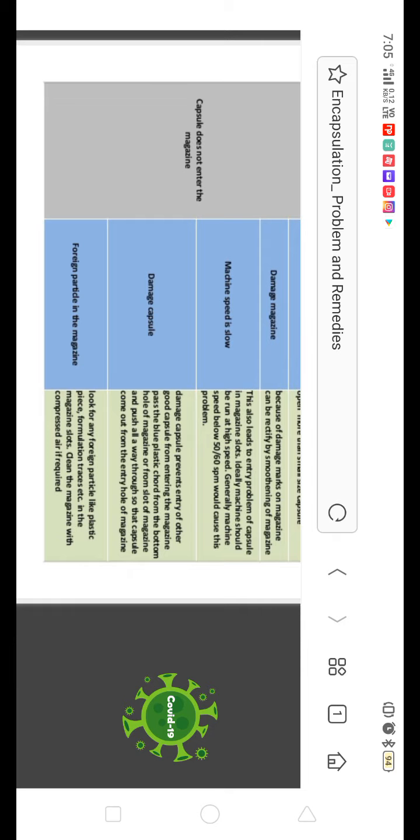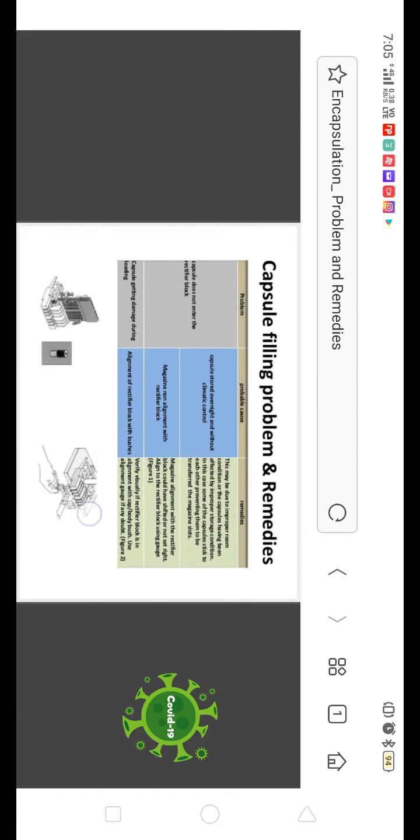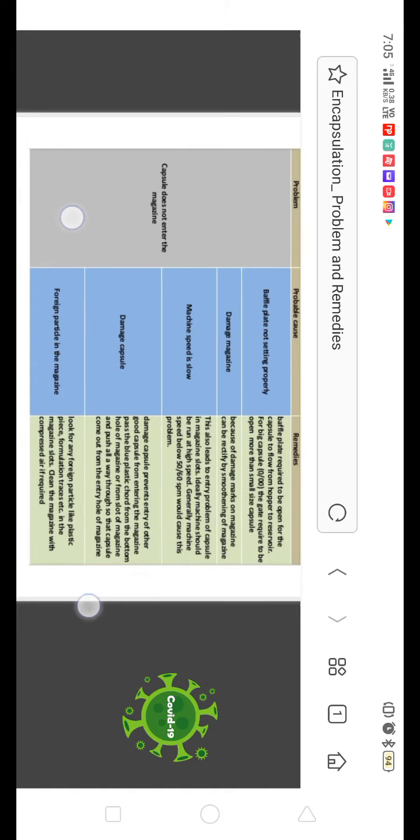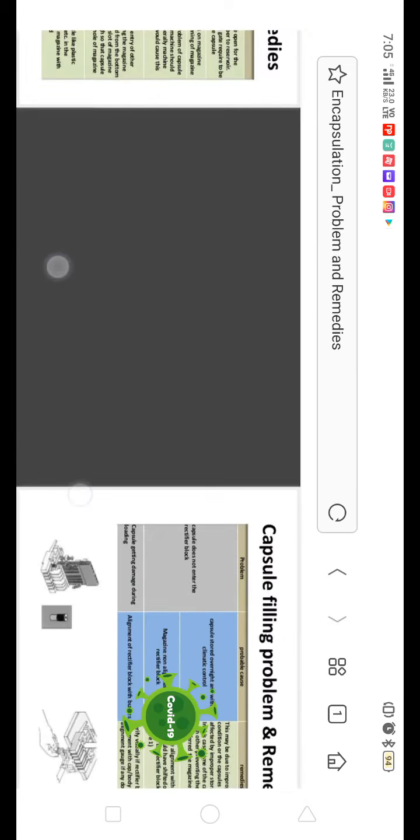Sometimes during filling, the next problem is damaged capsule. A damaged capsule prevents the entry of other good capsules into the slots, so it pushes them away so that capsules come out from the entry hole of the magazine. And next is foreign particles in the magazine. Look for foreign particles like plastic pieces and formation traces in the magazine. Clean the magazine with compressed air if required. So these are the problems related to capsule not entering into the magazine.